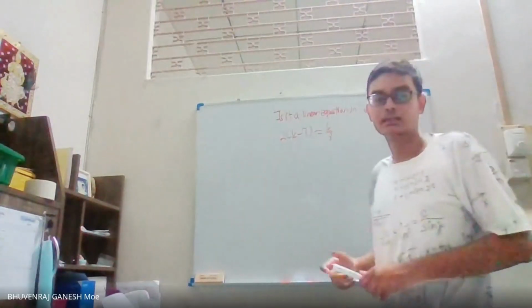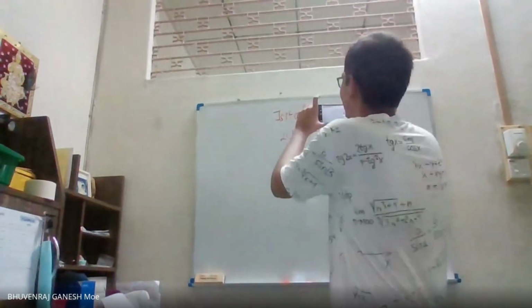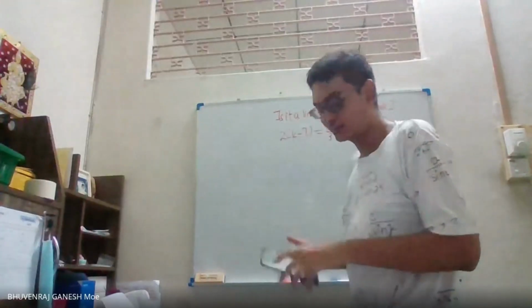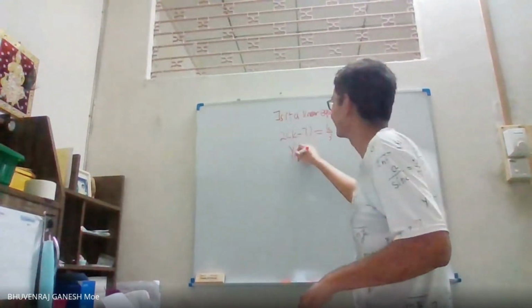Repeat that again. 2 bracket k minus 7 equals k over 3, right? Then you can see, yes, it's one variable. Yeah, okay, good. You know already. So I think Howard, you agree. The next one I'll ask Howard to answer.